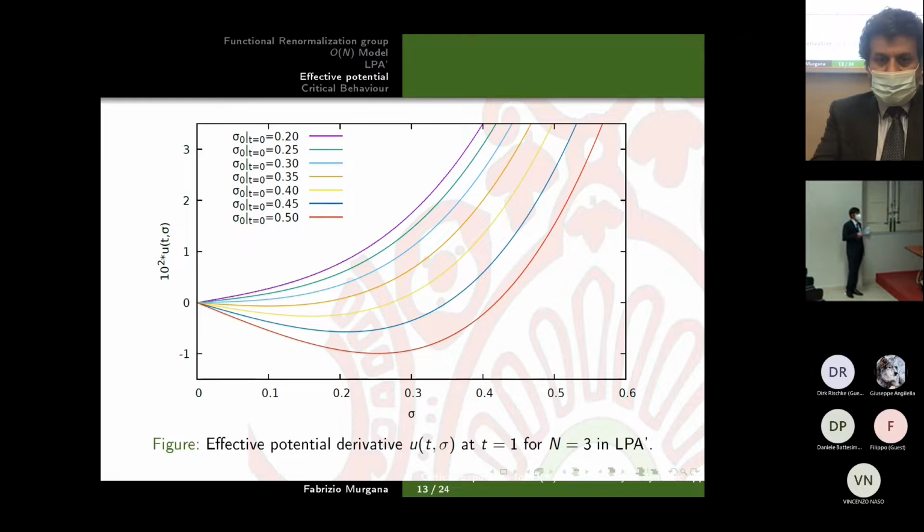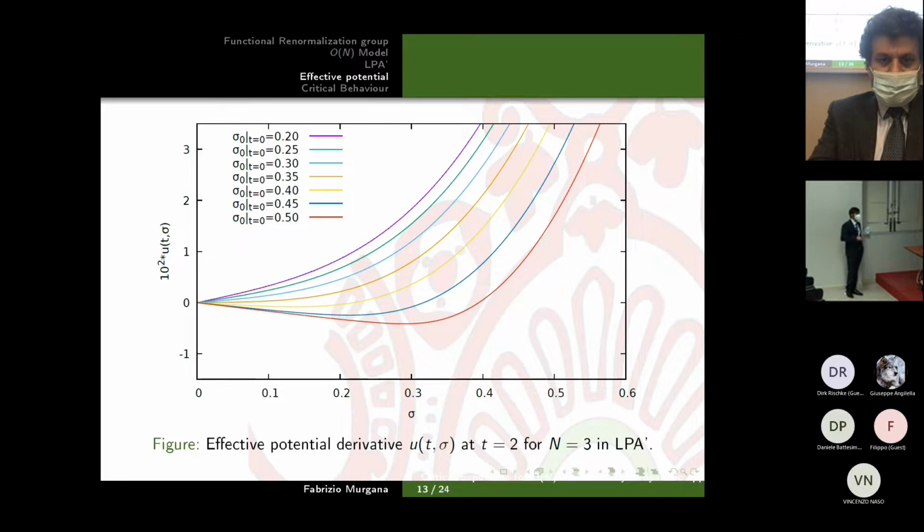And as you can see from the time evolution, what do we expect? We expect that the lower the minimum, the more the system will end up in a symmetric phase with the minimum in 0. And the bigger the minimum in the ultraviolet, the more the theory will end up in a broken symmetry phase at the infrared scale. And this is exactly what happens.